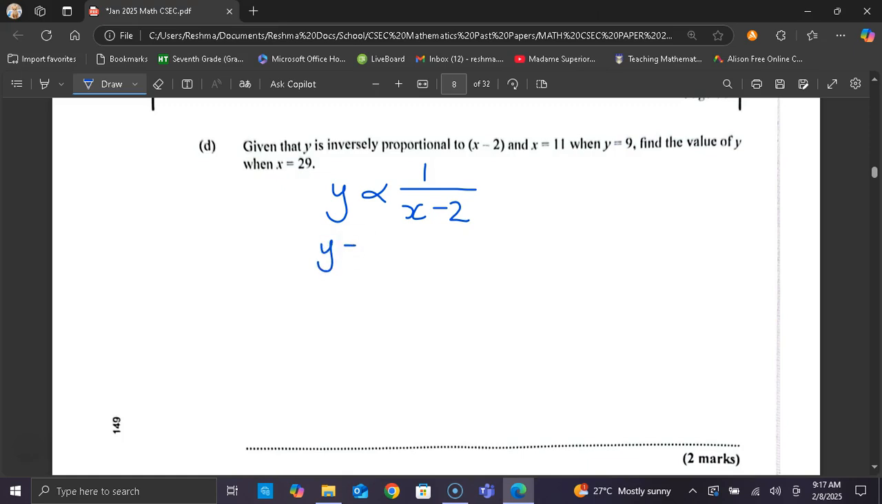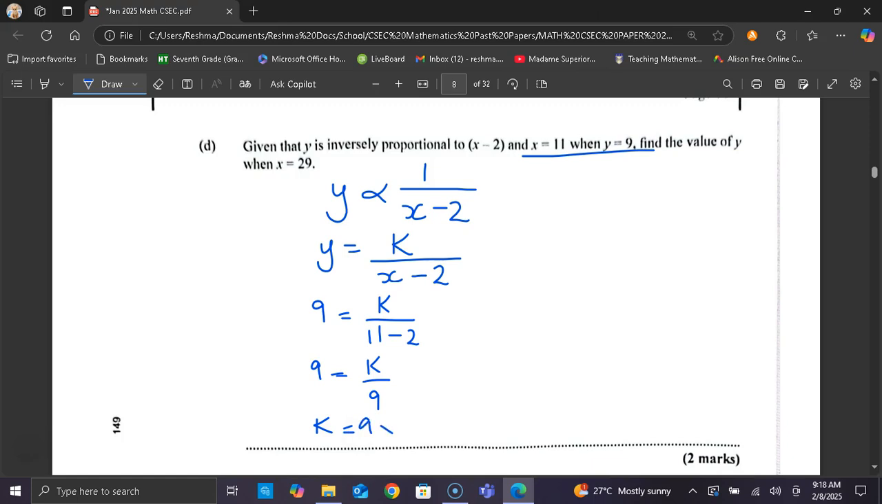So therefore, Y is equal to the constant of variation, K, over X minus 2. Our aim is to find K, because we have a pair of values of X and Y, which we can substitute now. Y is 9 and X is 11. So therefore 9 is equal to K over 11 take away 2, which is 9. So therefore K is equal to 9 by 9, which is 81. So therefore our equation now becomes Y is equal to 81 over X minus 2.